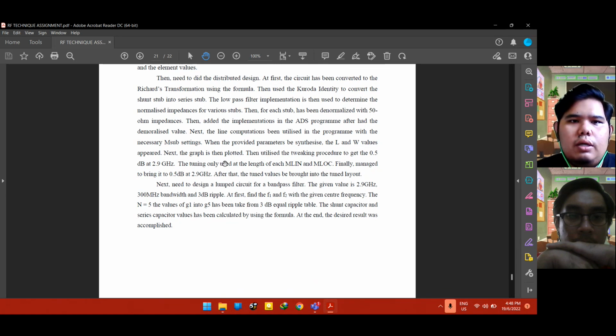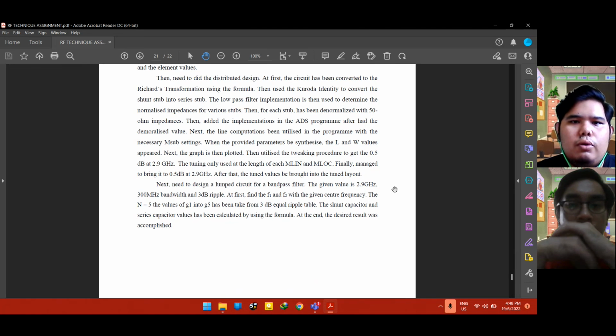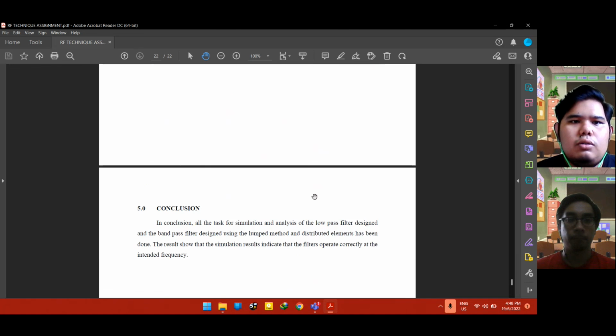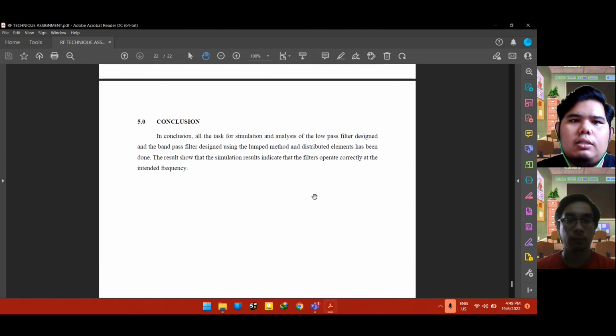Next we design the bandpass filter with the given values, which are 2.9 gigahertz, bandwidth 300 megahertz, and a 3 dB equal ripple. As conclusion, all the tasks have already been simulated and analyzed using ADS, and we get the output. All the simulations are already shown in this report.